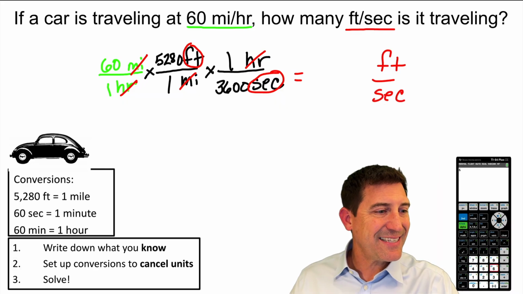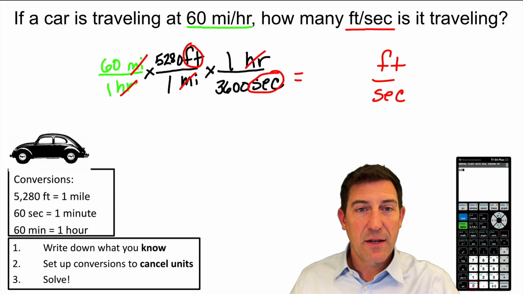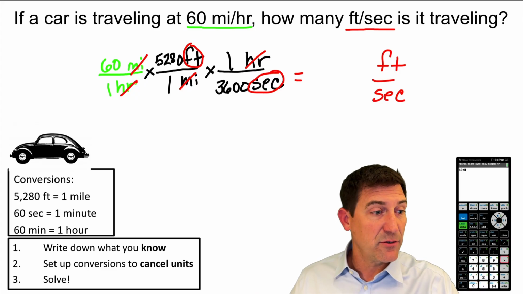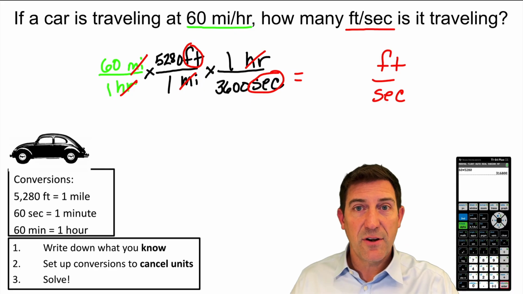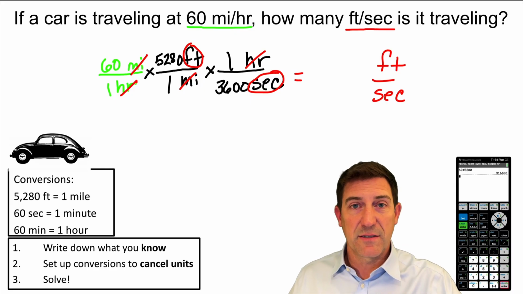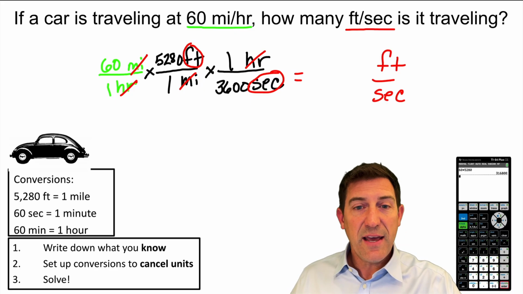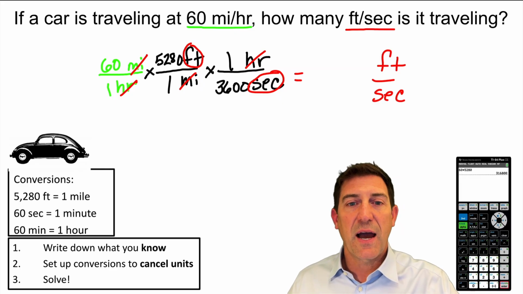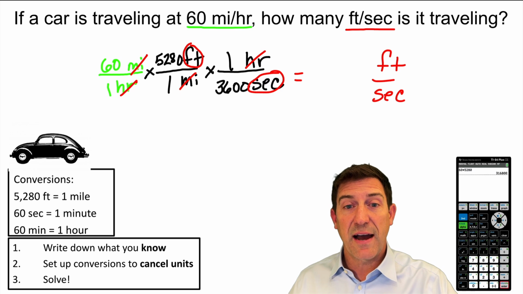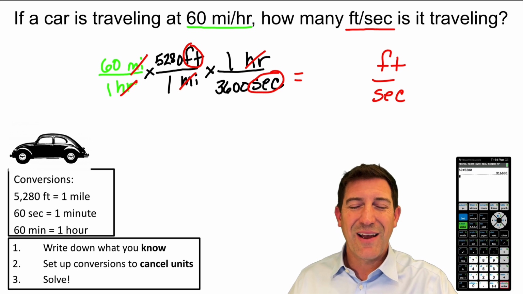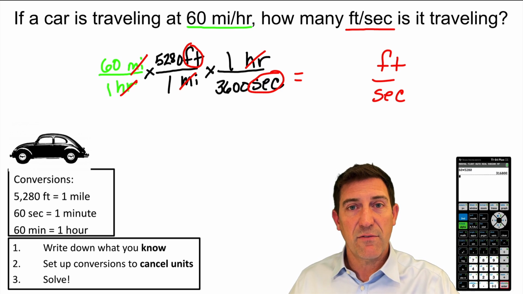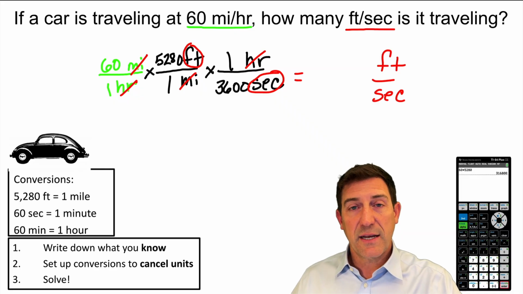We have 60 miles per hour times 5,280. I'm going to hit enter. I'm not going to divide it by 1 because it's unnecessary to do that. Then if I look at the next part, it says I have an answer for everything right here. I times that answer by 1 divided by 3,600. Now anything times 1 is itself. So I'm not going to times it by 1.